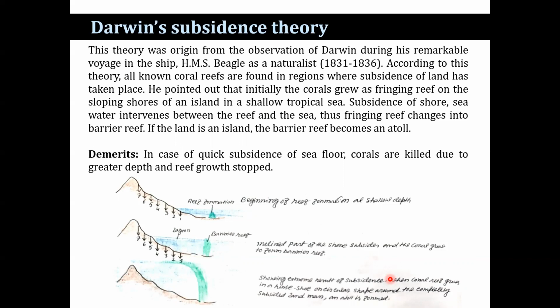He pointed out that initially the coral grew as a fringing reef on the sloping shores of an island in a shallow tropical sea. With subsidence of the shore, seawater intervenes between the reef and the shore, and thus the fringing reef changes into a barrier reef. If the land is an island, the barrier reef becomes an atoll. But in the case of quick subsidence of the sea floor, corals are killed due to greater depth and reef growth stops. So that theory does not support the formation of coral reefs.